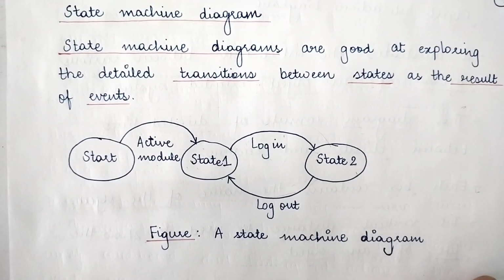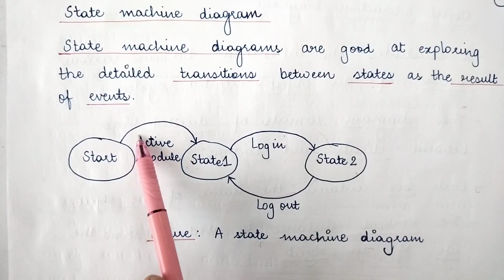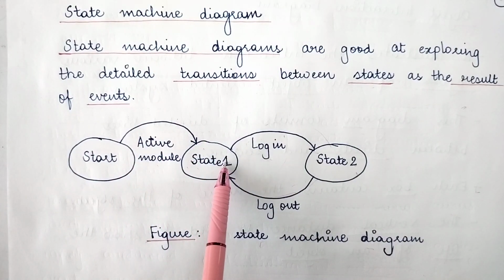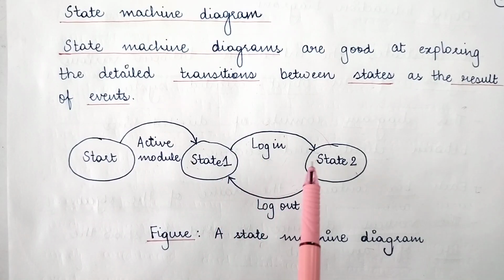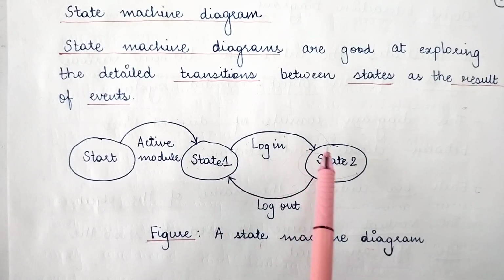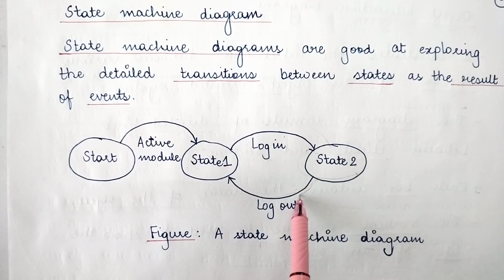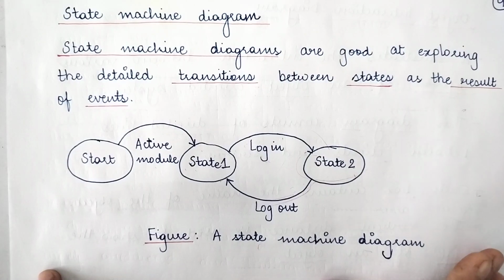As you can see, the figure here depicts a state machine diagram wherein you initially started, then were in an active mode which led to state 1. On coming to state 1 you log in, and when you log in to the system from state 1 you reach state 2. Then when you log out of the system you go back from state 2 to state 1. This is how the transition between these states is depicted using a state machine diagram.